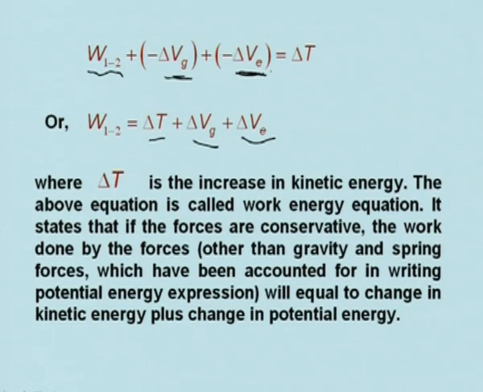So, what do we see from this? Delta T is the increase in the kinetic energy. We had obtained this from Newton's law in the previous lecture: the work done is equal to the increase in kinetic energy. In this case, W12 is equal to delta T plus delta Vg plus delta Ve. This equation is called the work energy equation. It states that if the forces are conservative, the work done by the forces other than gravity and spring forces, which have been accounted for in writing the potential energy, will equal the change in kinetic energy plus the change in potential energy.